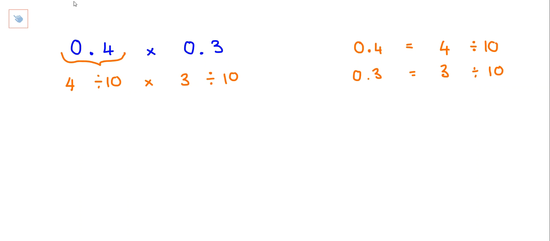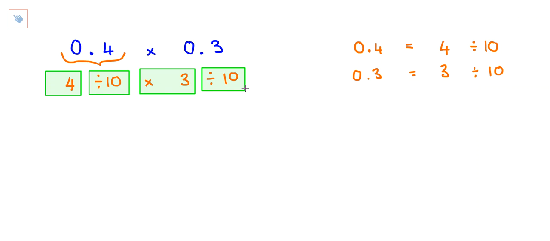Now, what I then said was we did this again with the adding and minusing. I'm going to block it off, saying the 4 goes there, the divide by 10 goes together, the times by 3 goes together, and the divide by 10. Does that make sense? So now it's a series of operations. Now what I'm going to do is rearrange it.